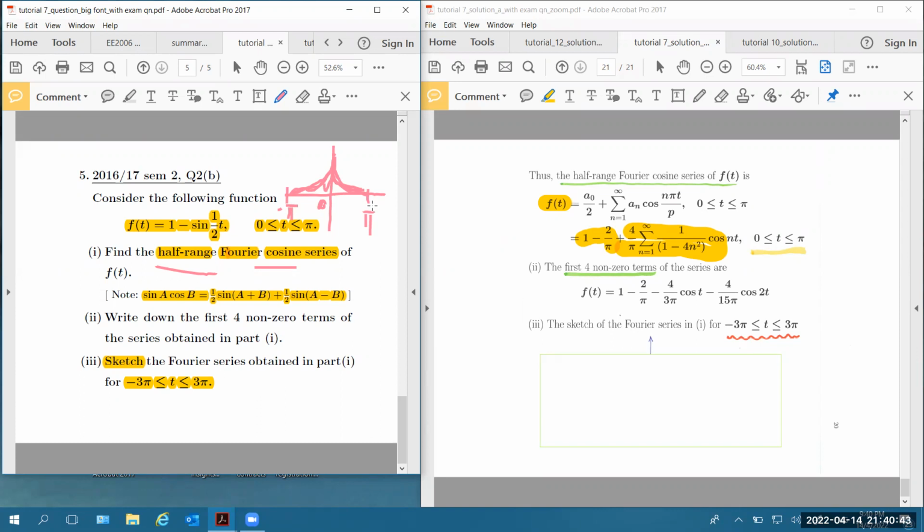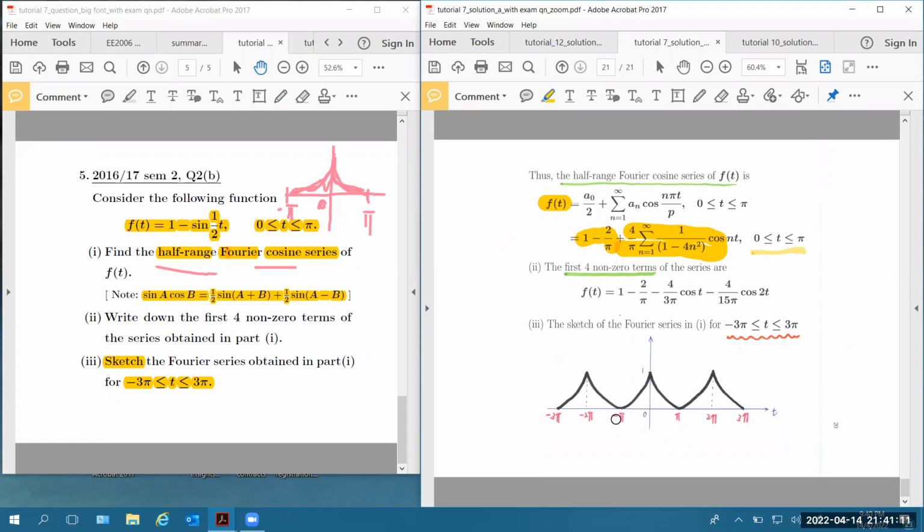And you assume that this thing is periodic, right? That's how you write down your half-range Fourier cosine series. So when you want to extend this, if it is one period, do you know how to extend? Do you know how to draw? Copy and paste. So if you draw, you get something like that.